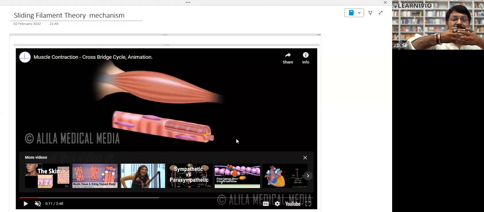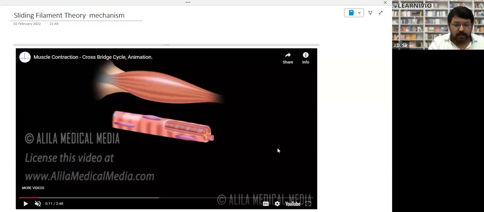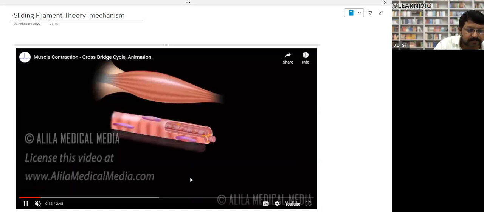And whenever we relax the muscle, so I'm putting my hand this way, what will happen? They will slide over each other. They will slide out. When muscles contract, they slide in. When muscles relax, they slide out, right? That's how the sliding filament theory works. So try to understand. Look.